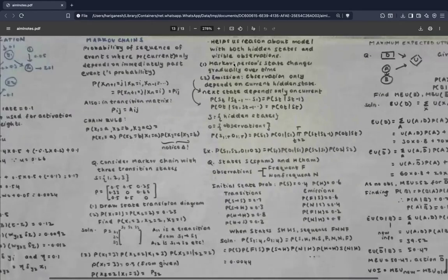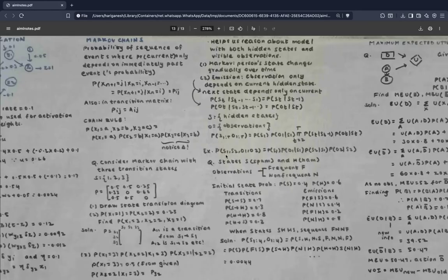Basically, the Markov principle is that a person's state changes gradually over time. And the second is emissions. That is, an observation only depends on the current hidden state. So we arrive at this: the probability of hidden states, comma, observations is equal to the probability of S1, times the probability of O1 given S1, and then another product term, the probability of ST given ST minus 1, times the probability of OT given ST. So T is an instant in time.